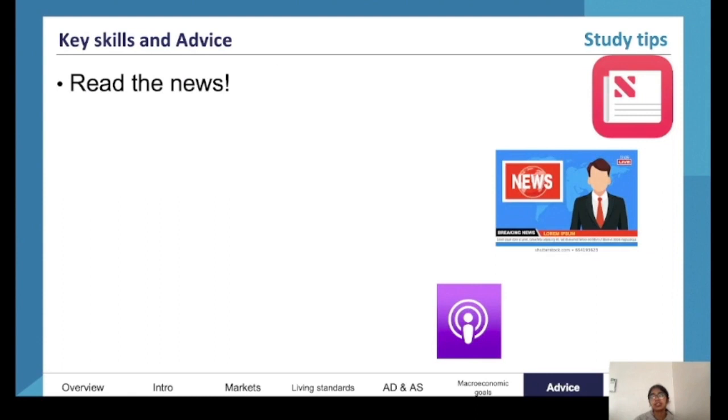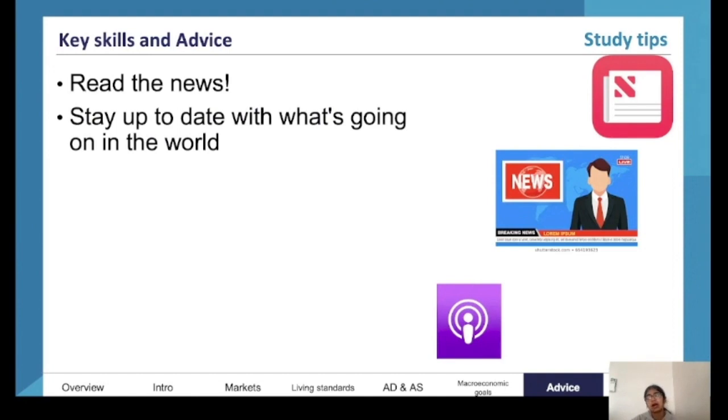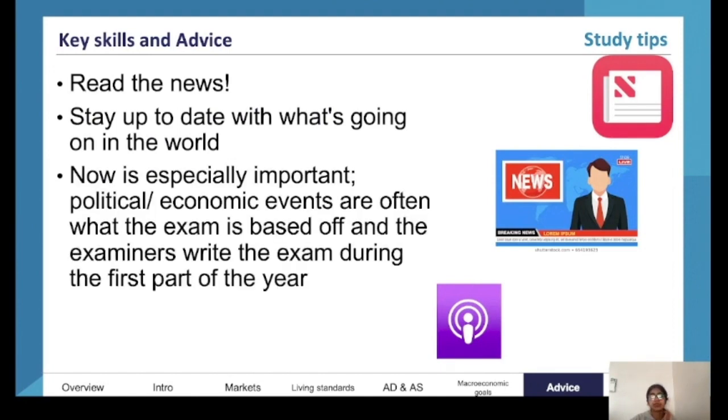Okay, some other study tips. Make sure you read the news to keep up to date with economics related events. Just have an idea of what's going on in the world. It's really important, so be aware of the political and economic events. For example, any conflicts, any trade wars and stuff like that. Any trade partnerships as well.